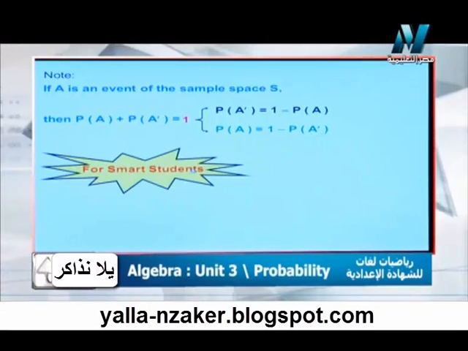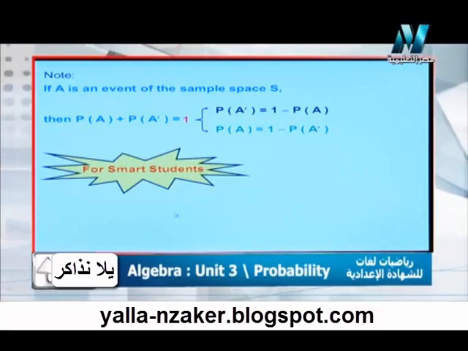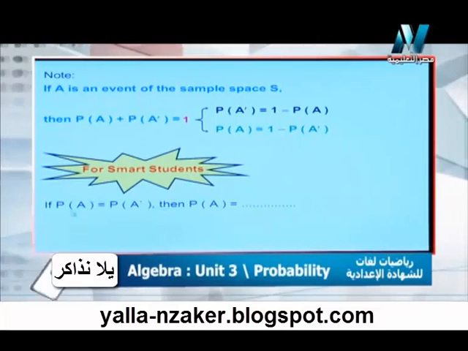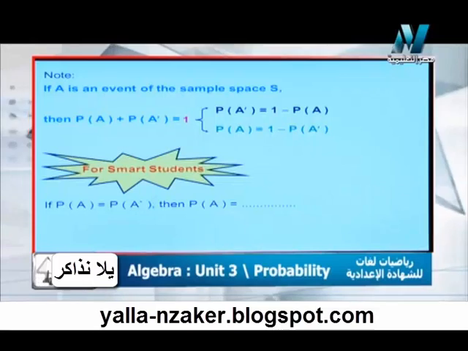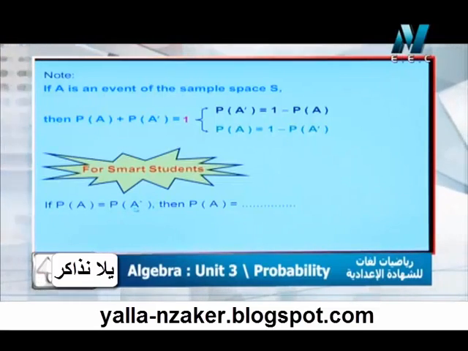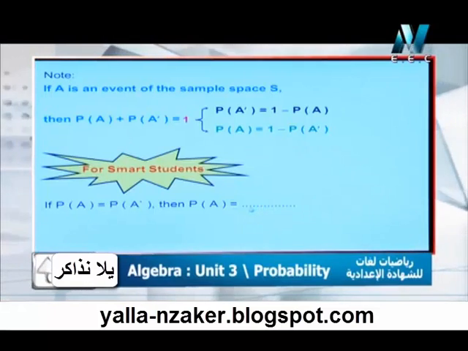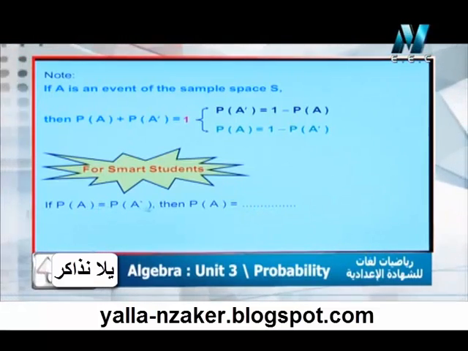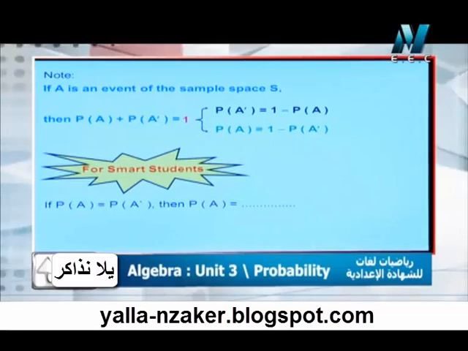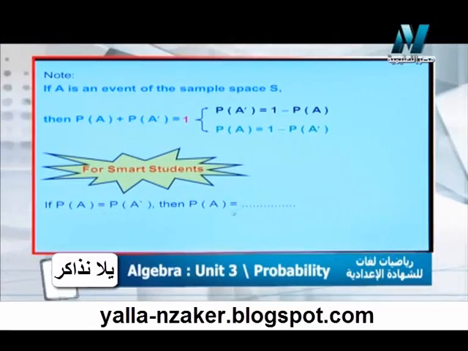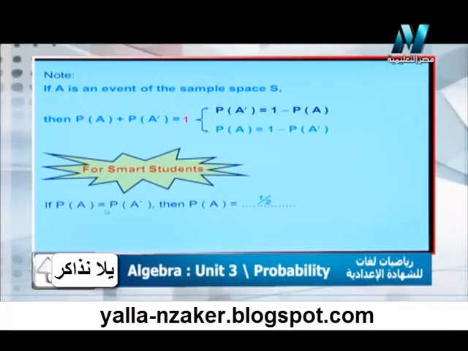عندنا question for smart students. الquestion بيقول if the probability of A equals the probability of A complement, then the probability of A equals تاني the probability of A plus the probability of A complement أنا عارف إن هو 1 هما equal يبقى ال probability of A كام؟ excellent it's half.